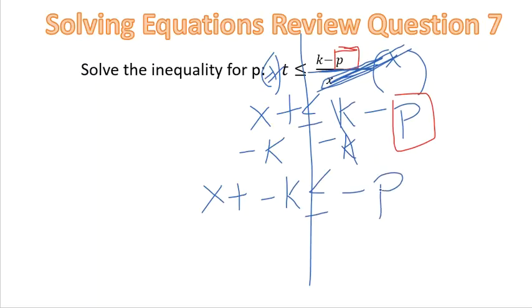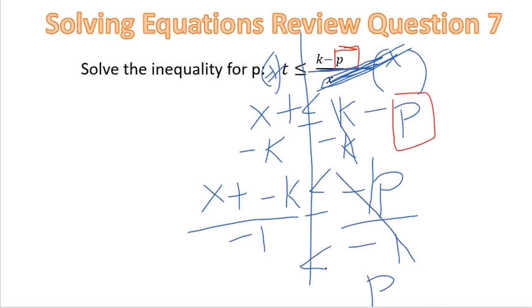Now to undo that negative, remember this is the same as negative 1p. So we're going to divide by what we do not want on that side. So we're going to divide by a negative 1. Divide by a negative 1. Negative 1 on top, negative 1 on bottom on the right side. We can cross it out, giving us p is less than or equal to xt minus k all over negative 1.